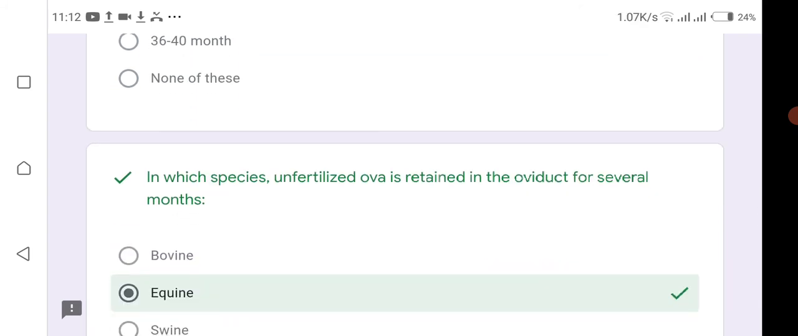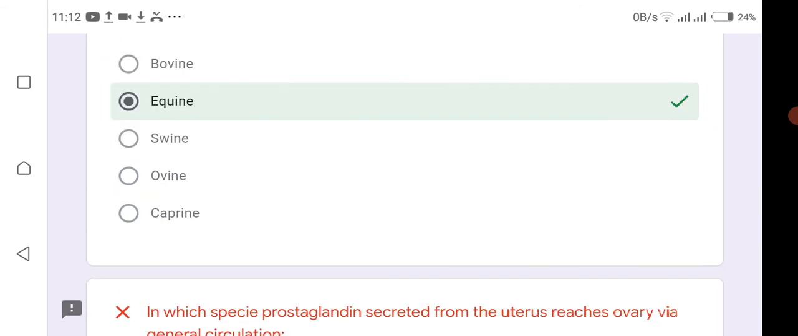In which species is unfertilized ova retained in the oviduct for several months? In equines, unfertilized ova are retained in the oviduct for several months.